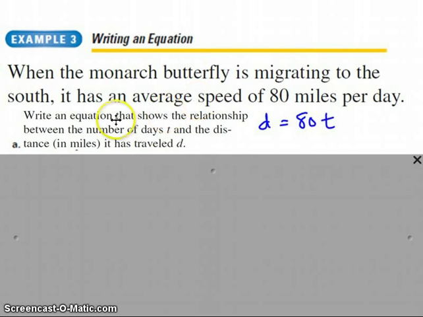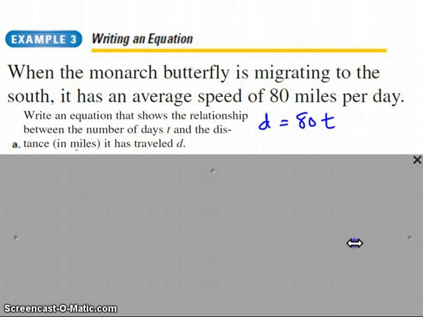Why? Well, there's nothing in this sentence that talks about where or when the monarch butterfly started. It just says that it keeps going 80 miles per day. So if you want to figure out how far it's gone, you're not calculating it from a particular place. You're just saying 80 times t.